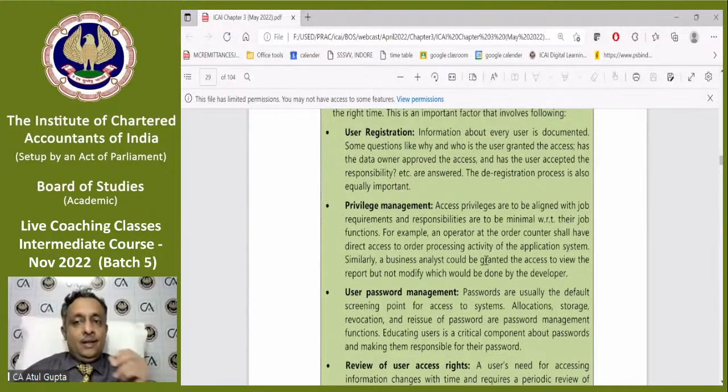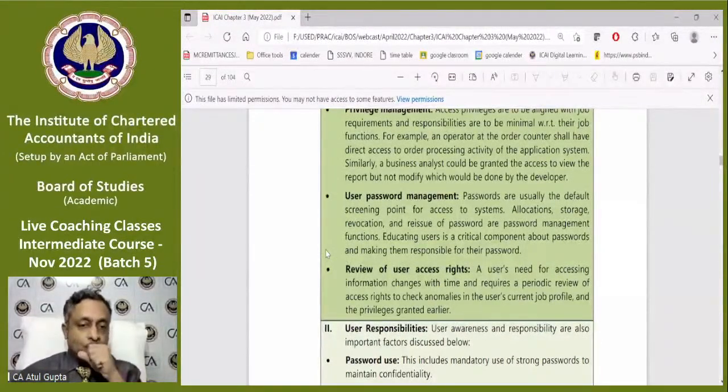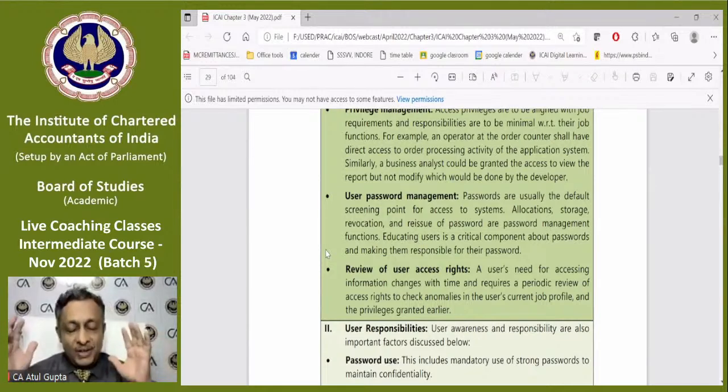Passwords are usually the default screening point for access to systems, applications, storage, revocations, reissue. Educating users on this critical component about passwords and making them responsible. So what you tell the user: please don't share passwords, don't make easy passwords, don't make passwords common for all email, Gmail you are going to access. I'm trying to list down how many passwords I have to use, and I find that the list is still going on.